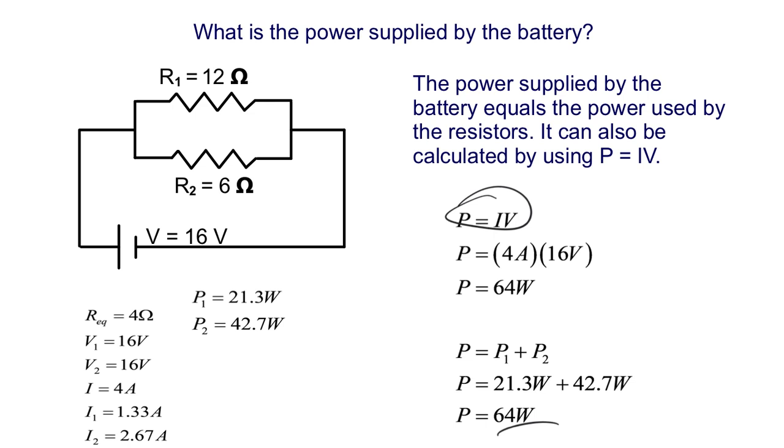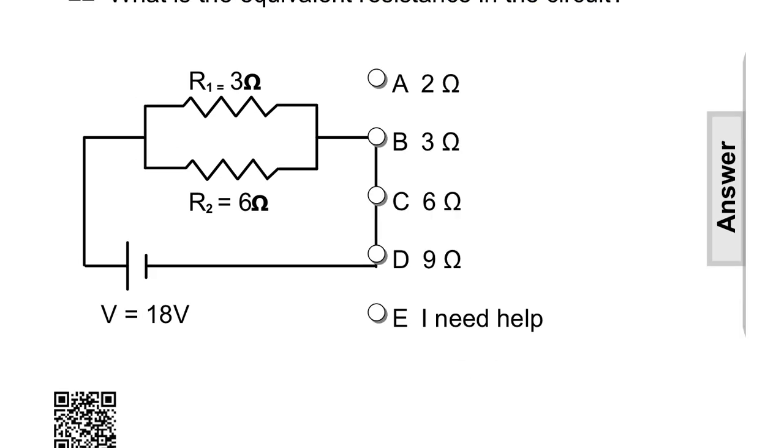As the battery runs down, it might say 16 volts, but because of its internal resistance, it's less than 16 volts. But we're not dealing with that. Okay, so please try these.